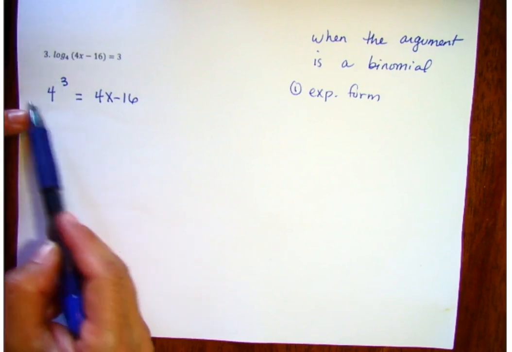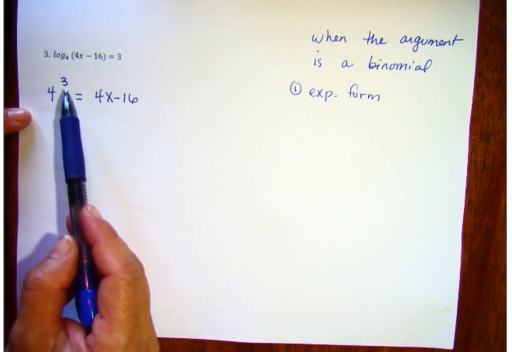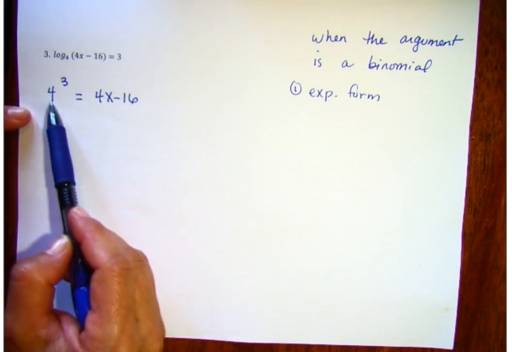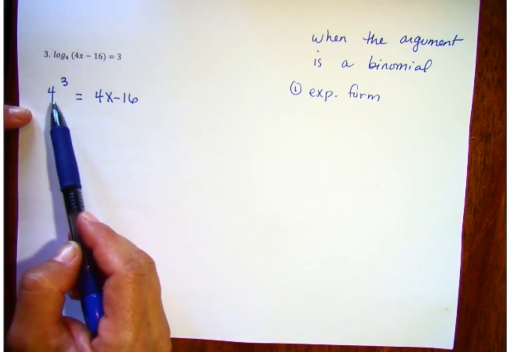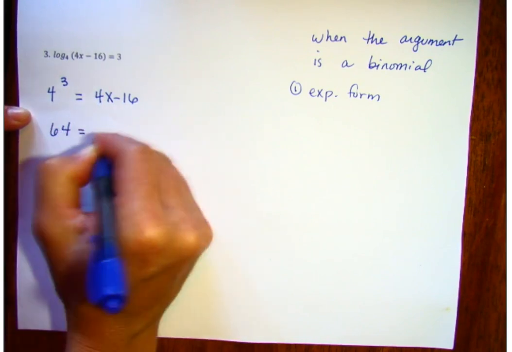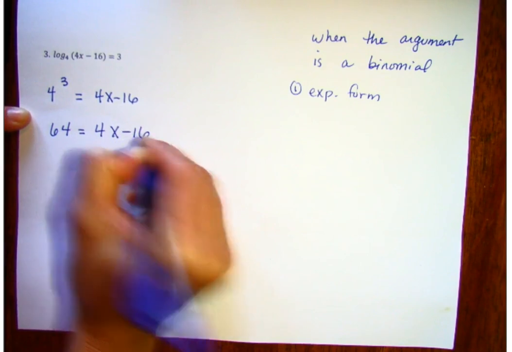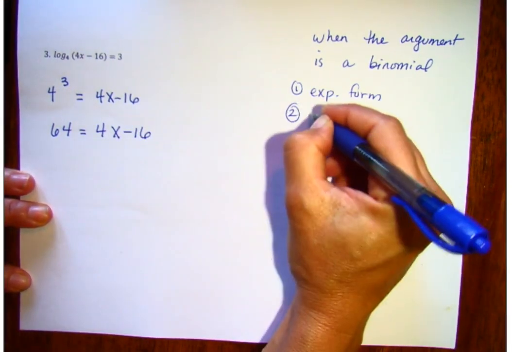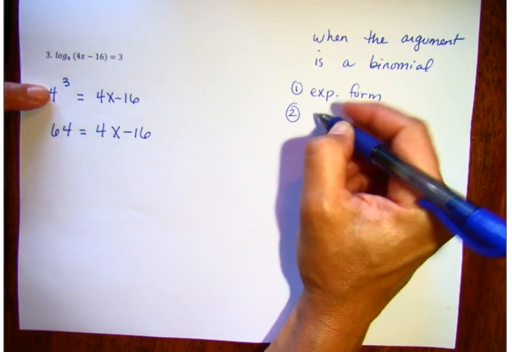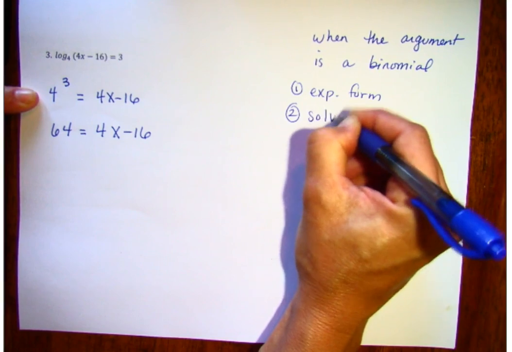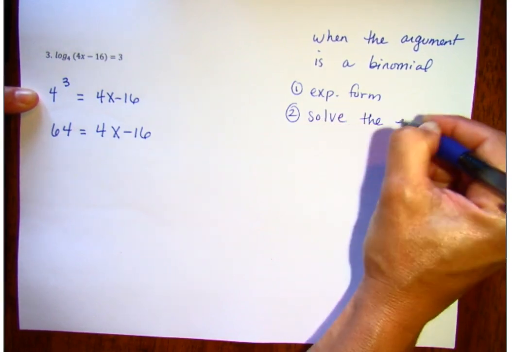And since I have 4 to some power instead of 4 to the x, I just have to perform the order of operations. 4 times 4 is 16. 16 times 1 more 4 is going to be 64. And we're just going to solve this equation. So after we wrote in exponential form, we are going to just solve the equation.